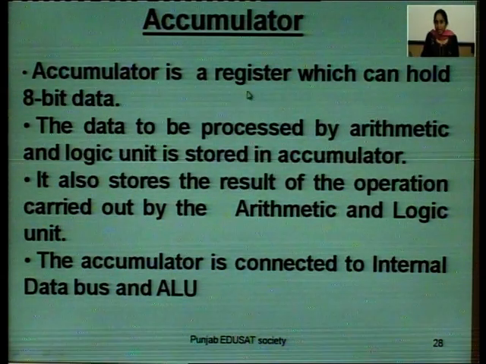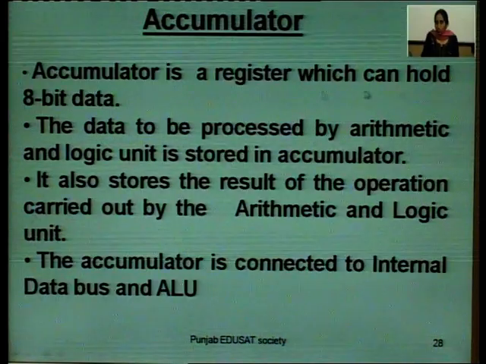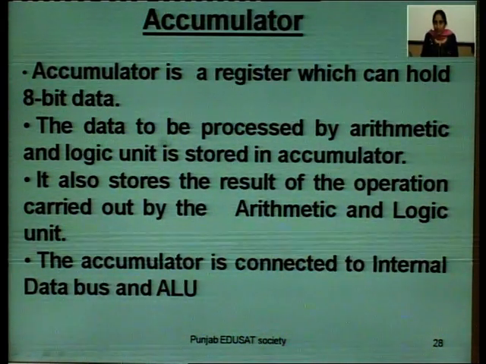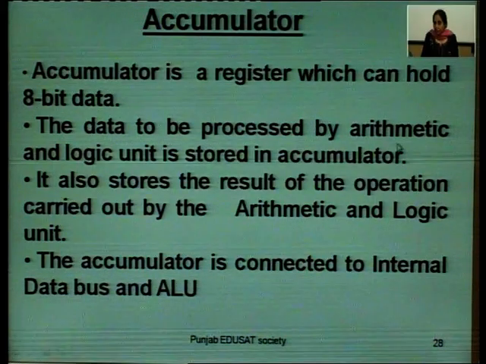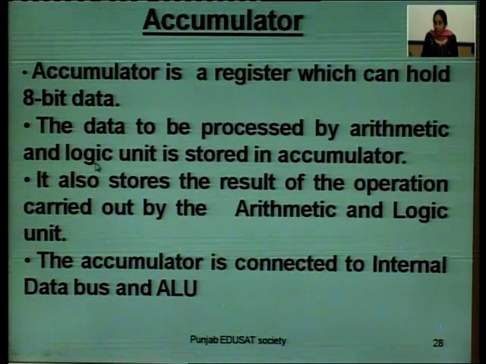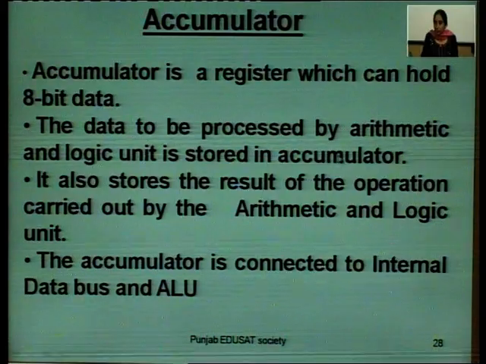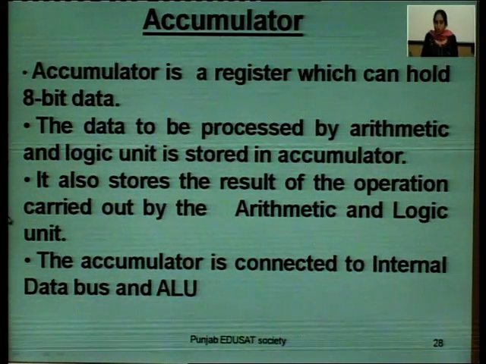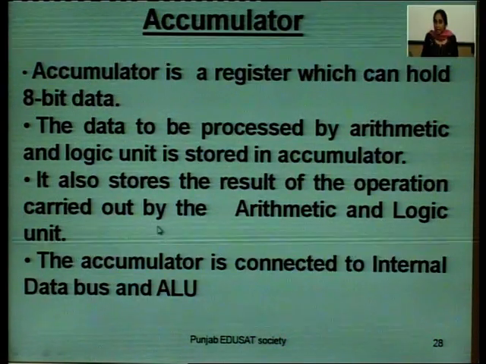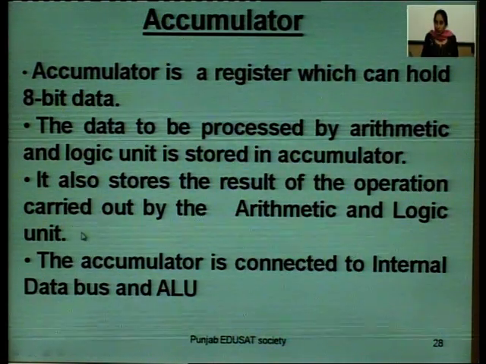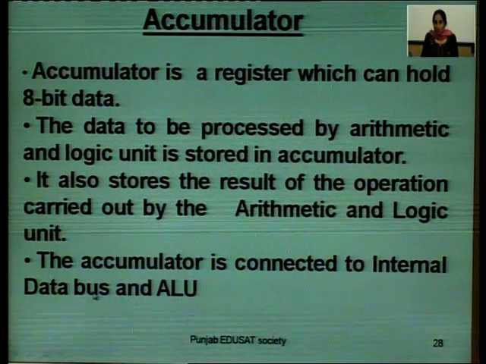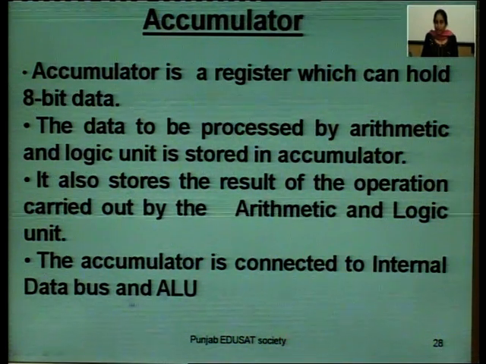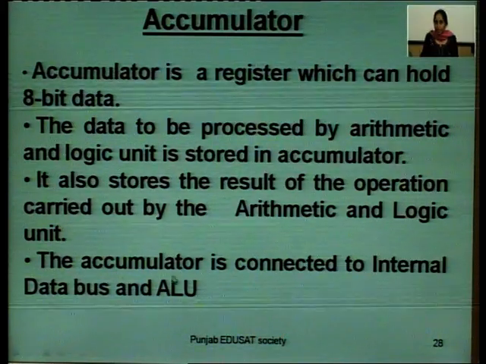Accumulator. Accumulator is a register which can hold 8-bit data. The data to be processed by arithmetic and logic unit is stored in accumulator. It also stores the result of the operation carried out by arithmetic and logic unit. The accumulator is connected to internal data bus and ALU, arithmetic logic unit.